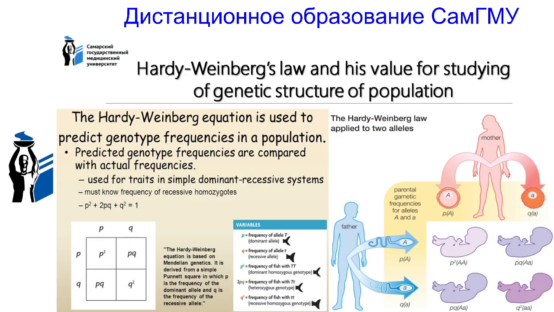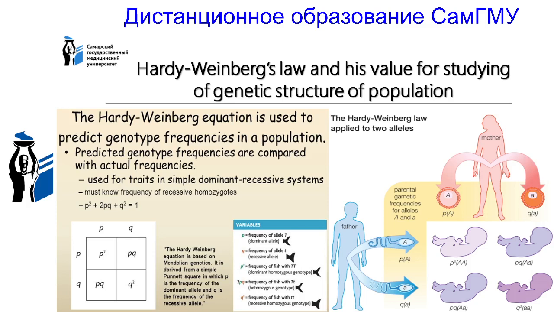Hardy-Weinberg's law and its value for studying the genetic structure of a population. There is a pattern in the distribution of genes and genotypes within the gene pool, which was formulated in 1908 by two scientists simultaneously, the English mathematician Hardy and the German physician Weinberg, and was called the Hardy-Weinberg law.